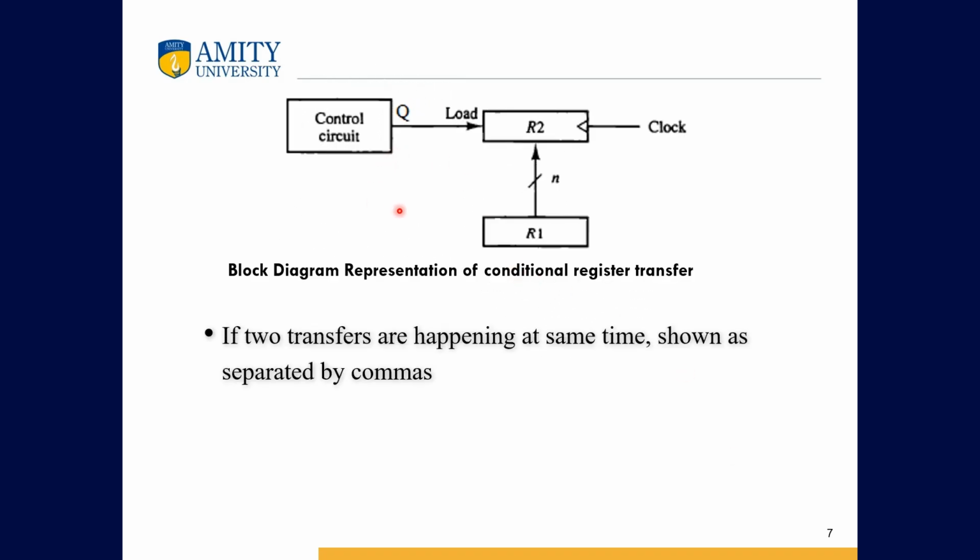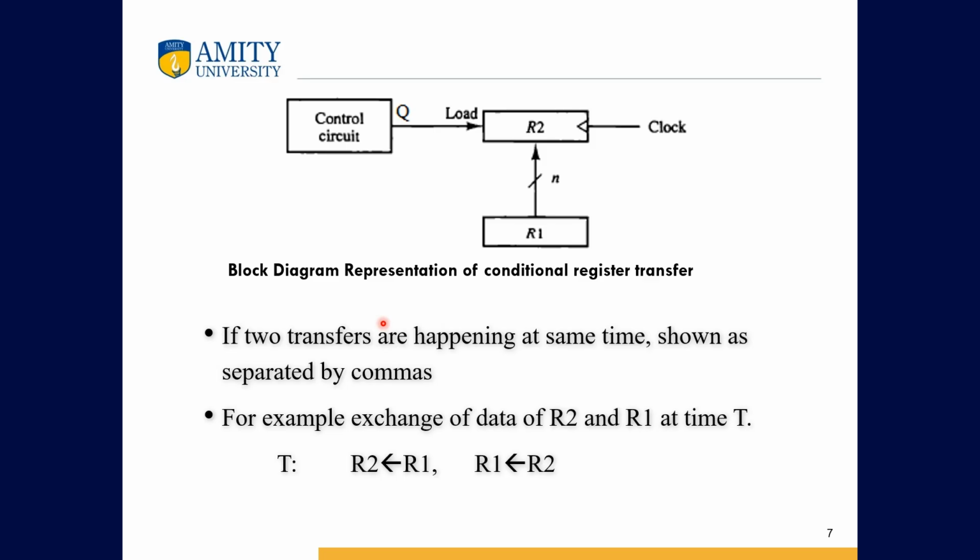This shows the timing and control. The control circuit, the R2 register and the R1 register are connected to a single clock. The control circuit determines the Q, the condition that we decided earlier, which is loaded onto R2. So if Q is 1, R2 will have the data of R1 transferred into it. If they are happening at the same time, they are shown by commas. That means if at time t, R1 is transferred to R2 and then R2 back to R1, this means in the same cycle this is happening, that is time t.